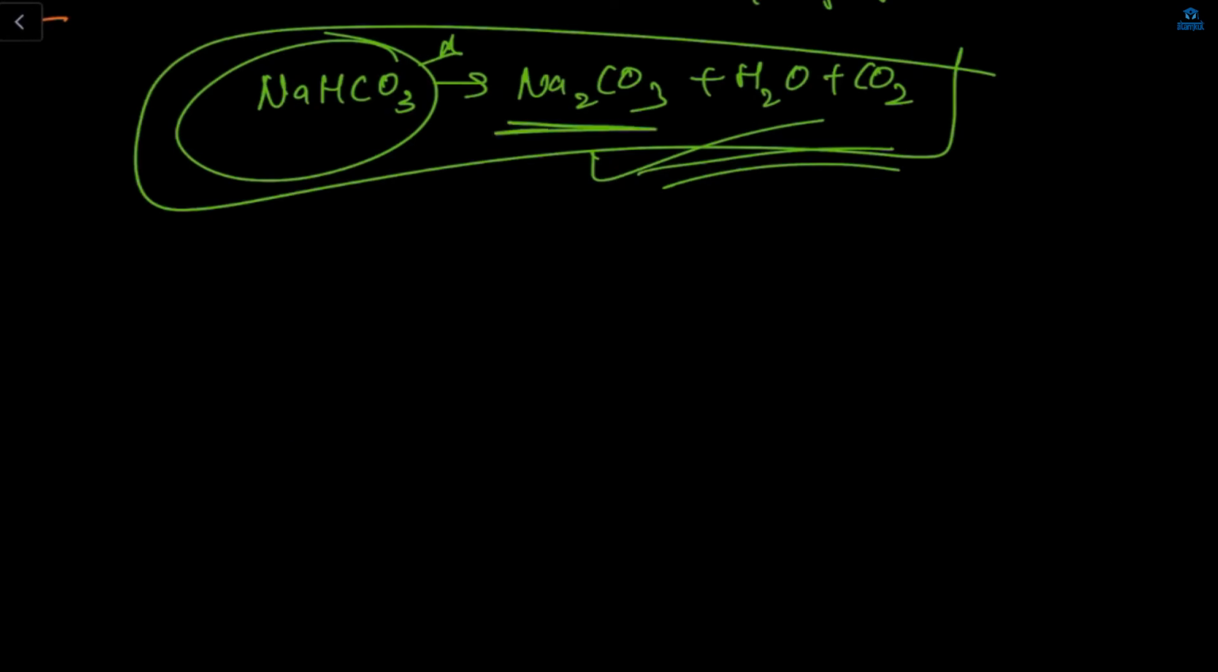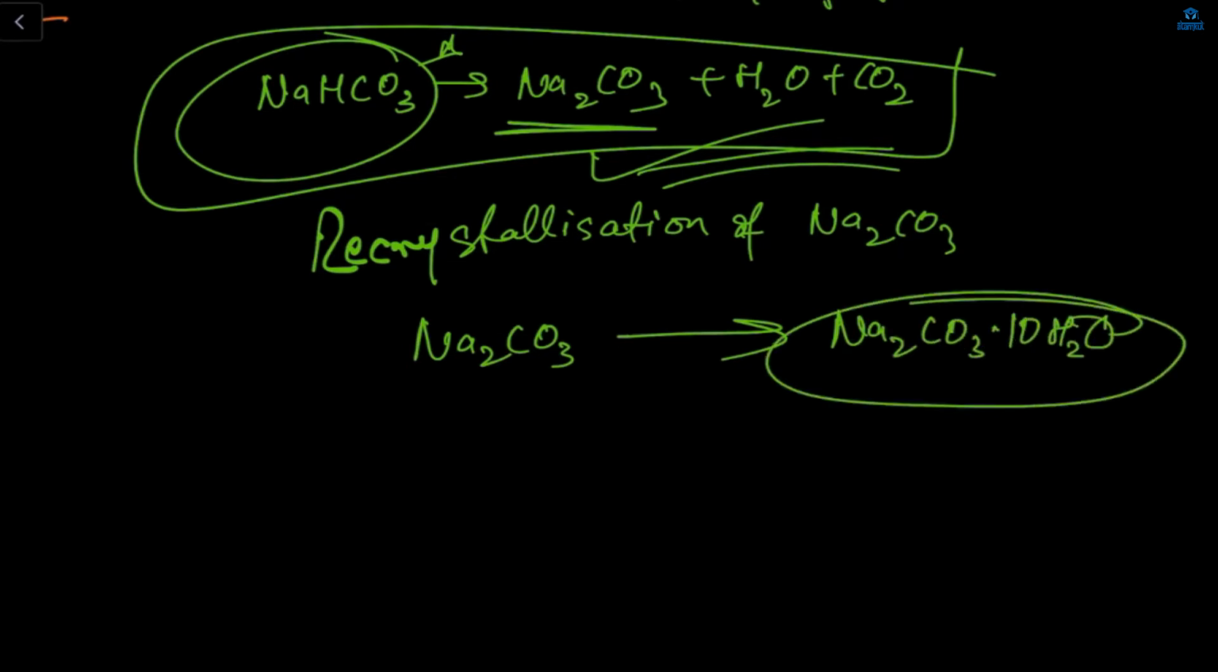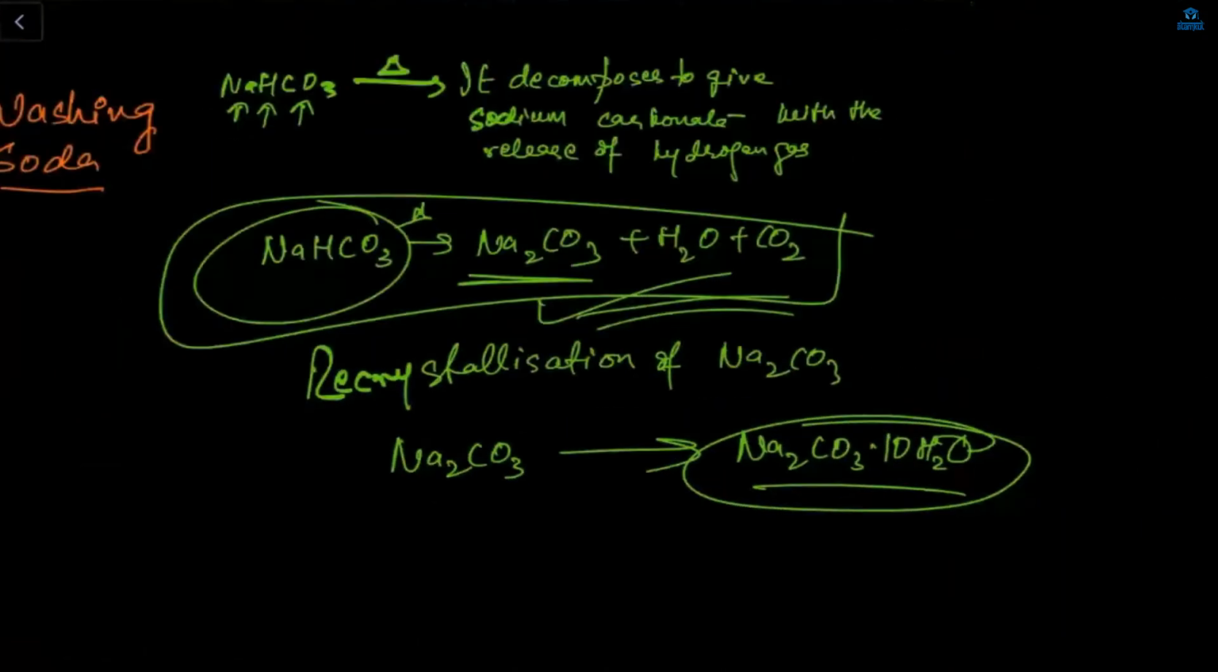Now, recrystallization of sodium carbonate produces washing soda. Recrystallization of Na2CO3, sodium carbonate, produces Na2CO3.10H2O. This is the formula of the washing soda. On recrystallization, we form the full washing soda with 10H2O added.